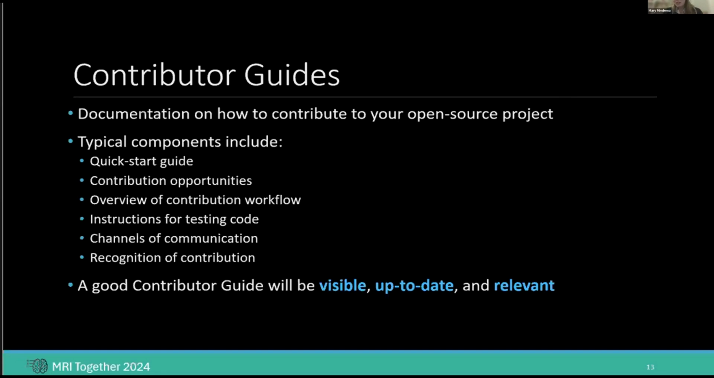If it's on GitHub, it'll include things like how do you submit an issue? How do you comment? How do you commit? How do you do a pull request? So all of that will be on there. Instructions for testing code, channels of communication, and how contributions will be recognized. Some key principles here are that a good contributor guide will be visible, up to date, and relevant.